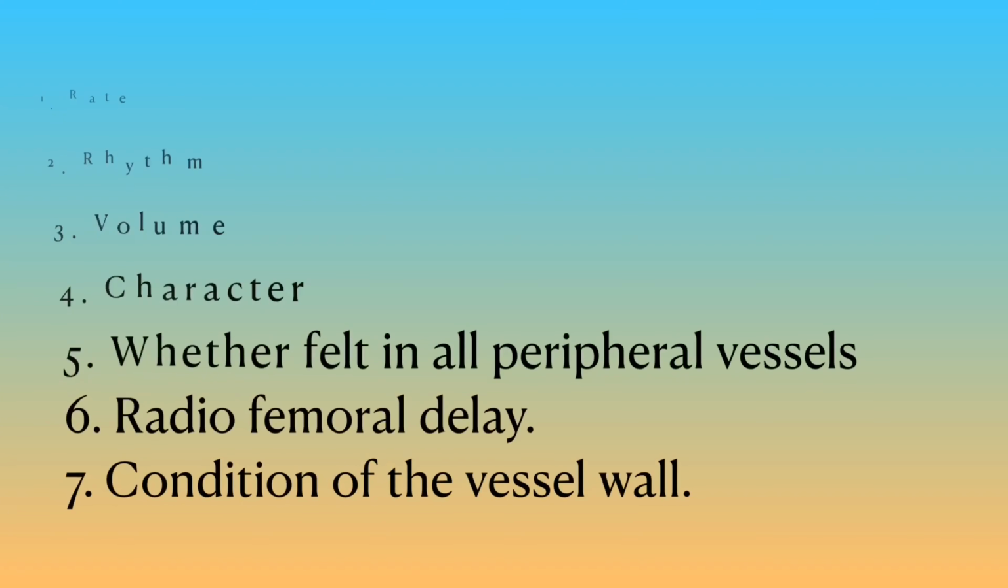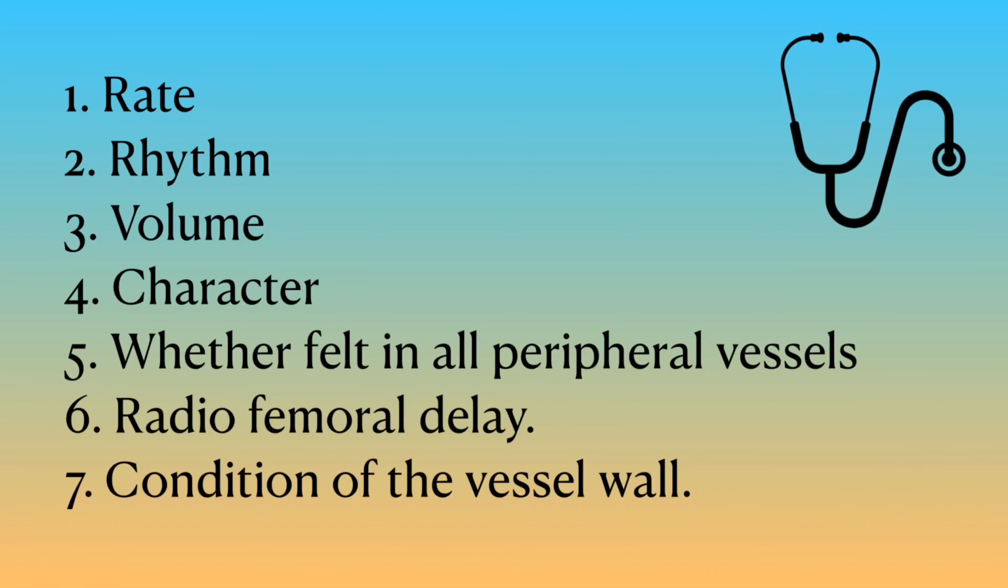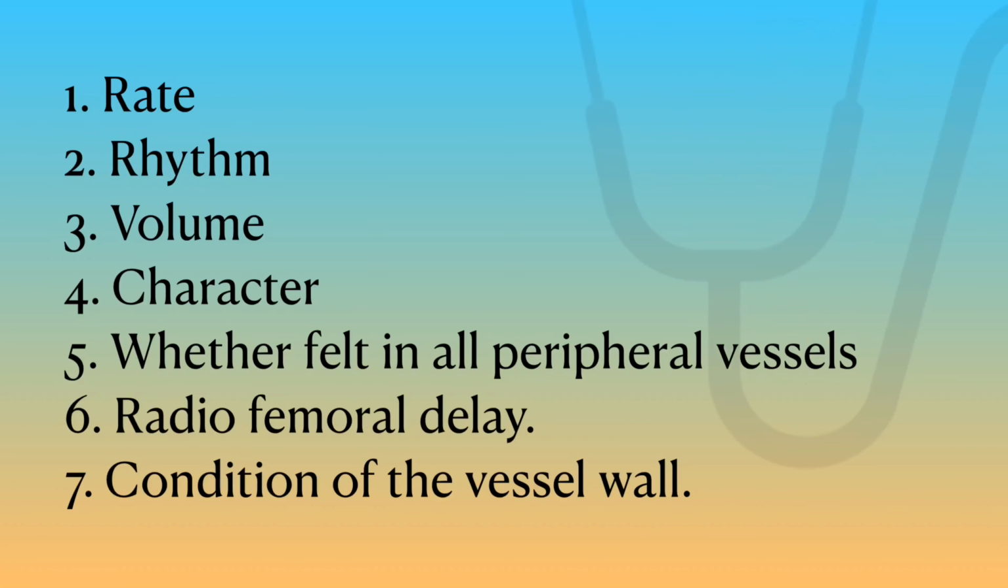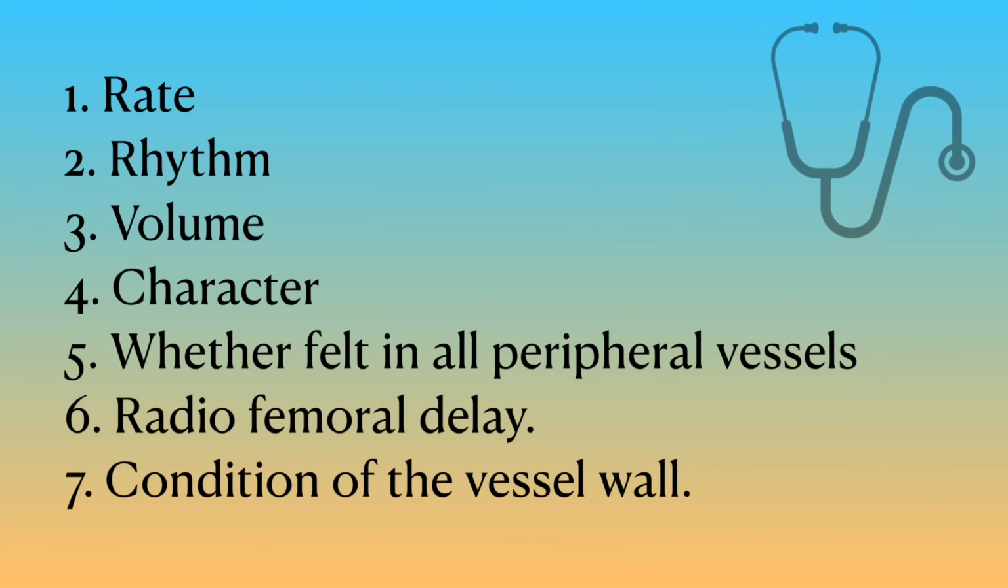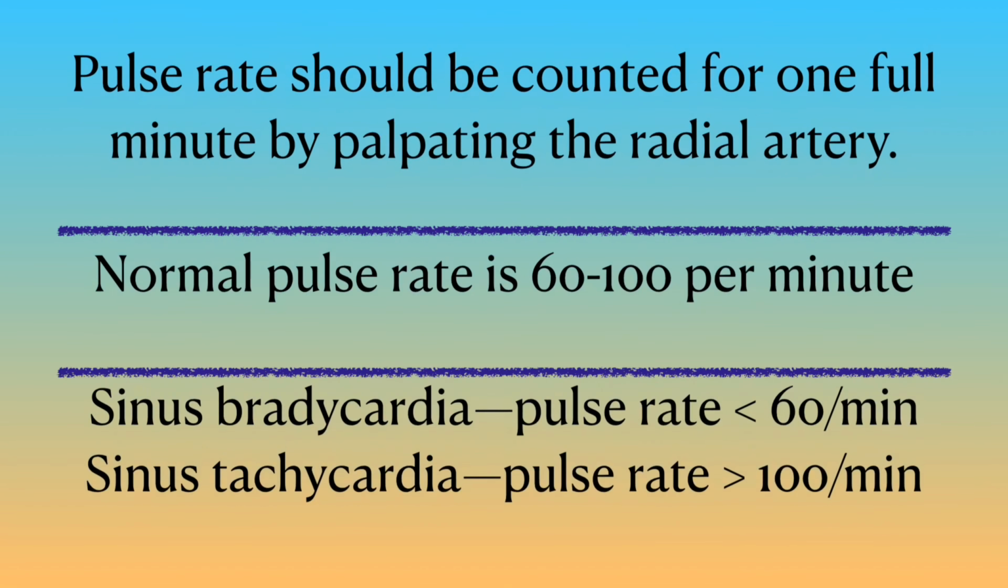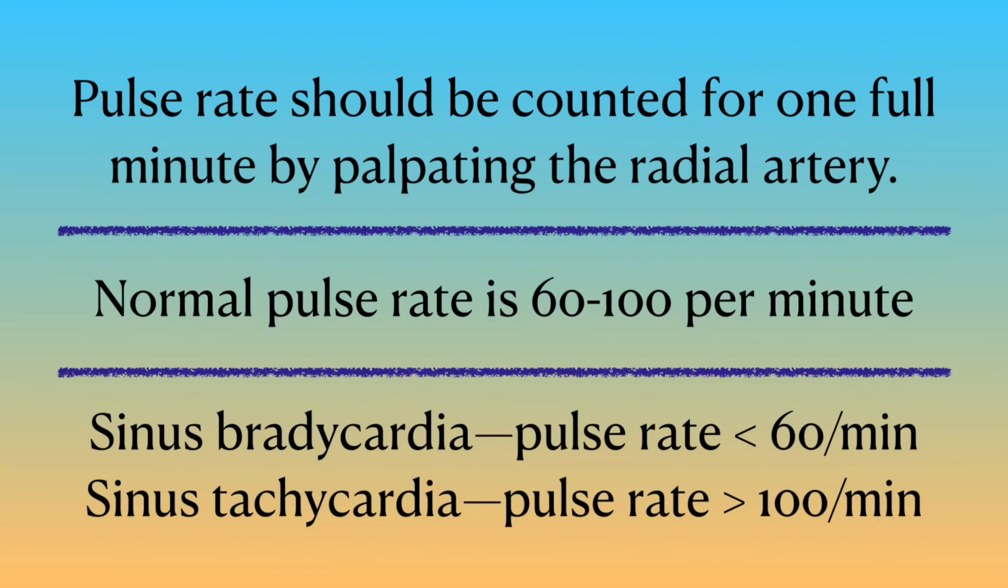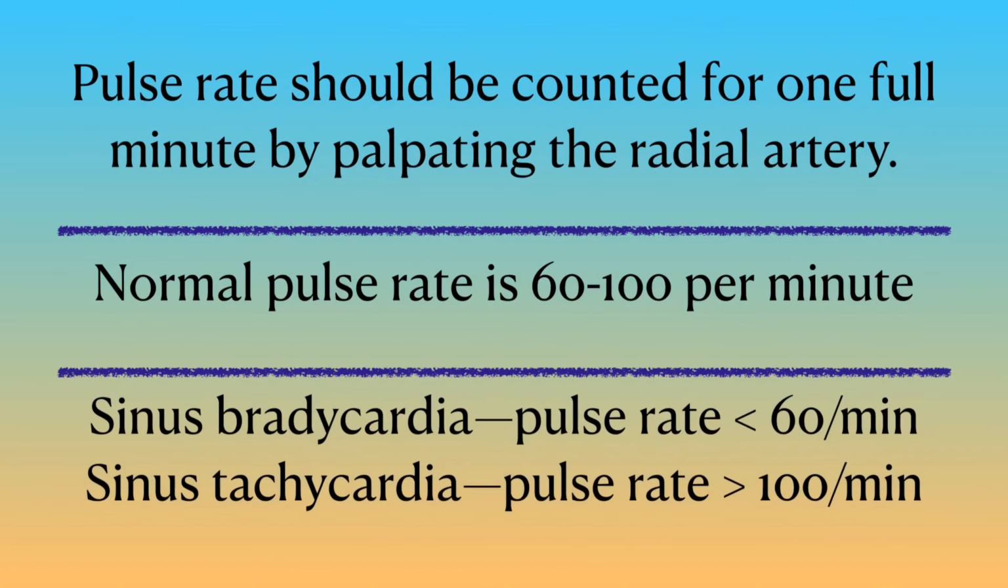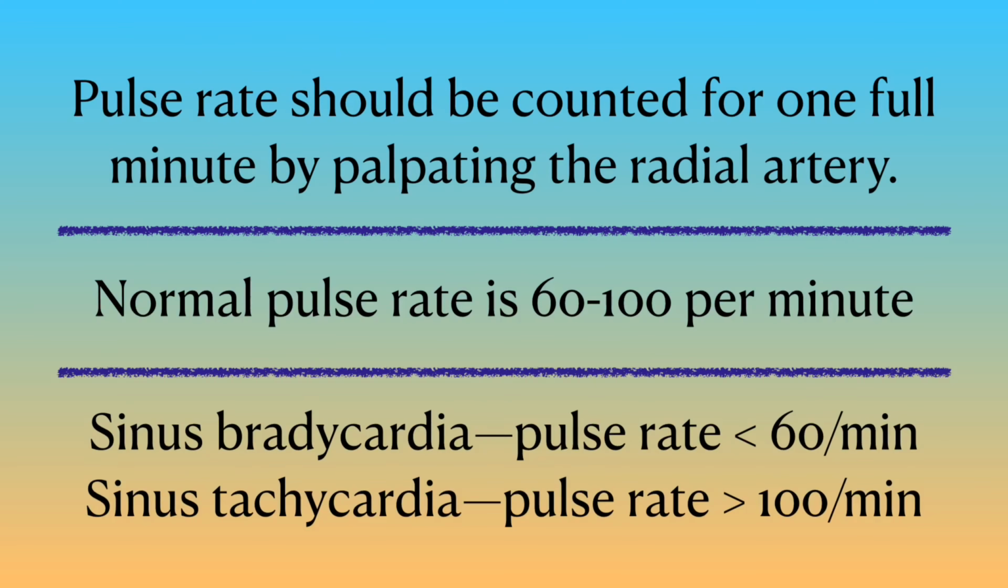A pulse is commonly assessed in the following ways: rate, rhythm, volume, character, whether felt in all peripheral vessels, radiofemoral delay, condition of the vessel wall. Then coming to the pulse rate. Pulse rate should be counted for 1 full minute by palpating the radial artery. Normal pulse rate is around 60 to 100 per minute.